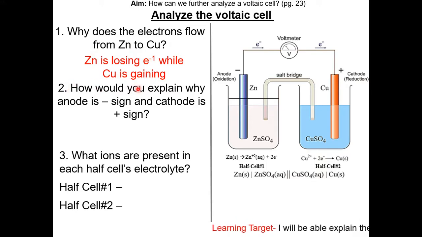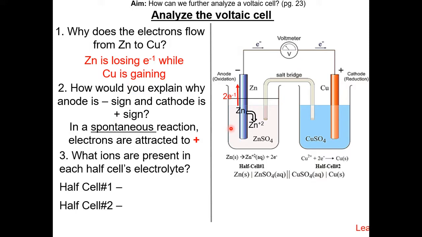Question 2. How would you explain why the anode has a negative sign and the cathode has a positive sign? If you look at this diagram, anode is labeled negative and cathode is labeled positive. At the anode, zinc is being oxidized. It loses 2 electrons, becoming zinc positive 2. Therefore, anode is labeled negative because it is a source of electrons. The electrons will travel through the wire to go to the cathode. So the cathode will be labeled positive because electrons, which are negative, are attracted to positive.